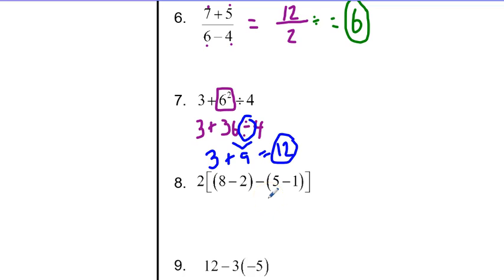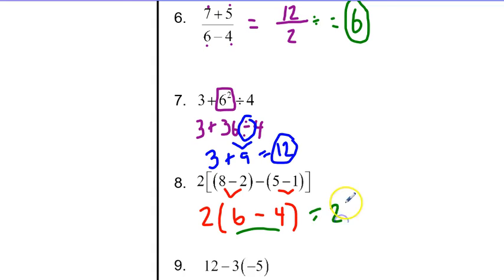Number 8, we have lots of brackets and parentheses going on, so we start with the innermost parentheses, which are 8 minus 2 and 5 minus 1. We keep this 2 on the outside, and keep the big parentheses. 8 minus 2 is 6. Carry down the minus sign in the middle. 5 minus 1 is 4. Now we can do this set of parentheses right here, the 6 minus 4. 6 minus 4 is 2, so now we have 2 parentheses 2. Parentheses next to a number means multiplication, so we're really doing 2 times 2, which is 4.